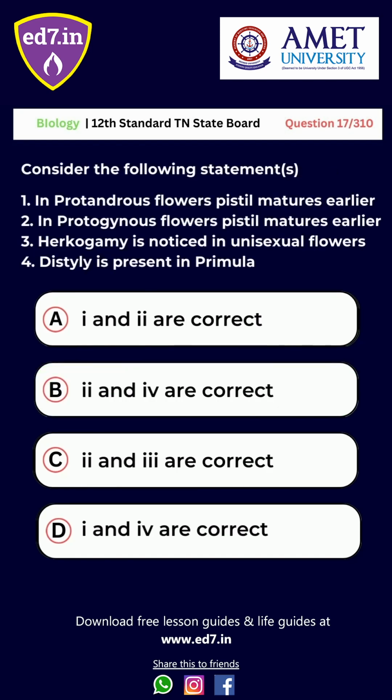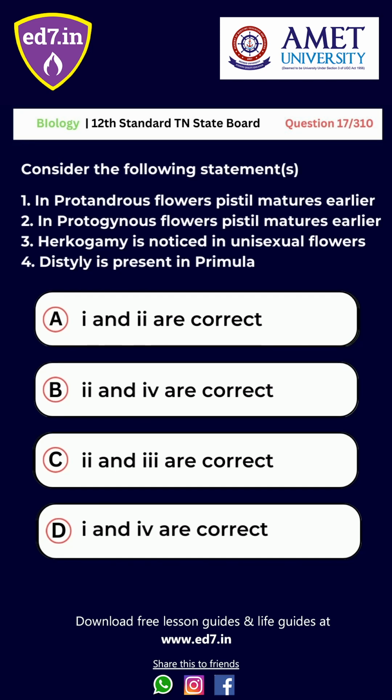Question number 17. Consider the following statements. Statement 1. In protandrous flowers, pistil matures earlier. Statement 2. In protogynous flowers, pistil matures earlier.